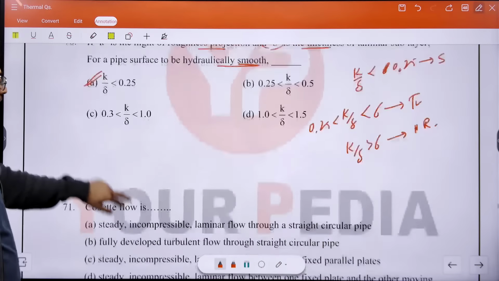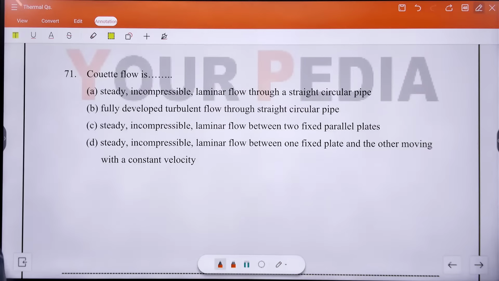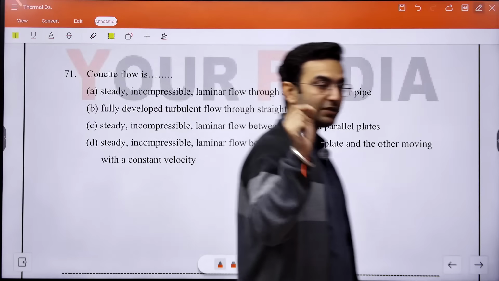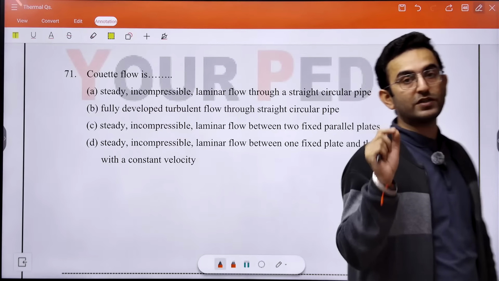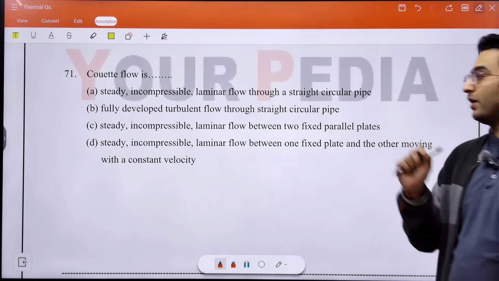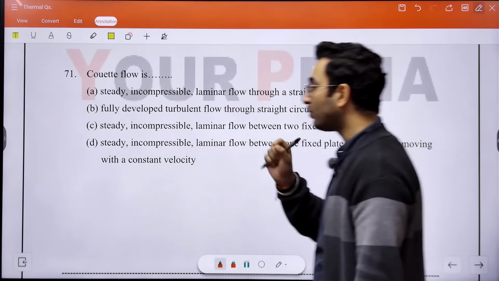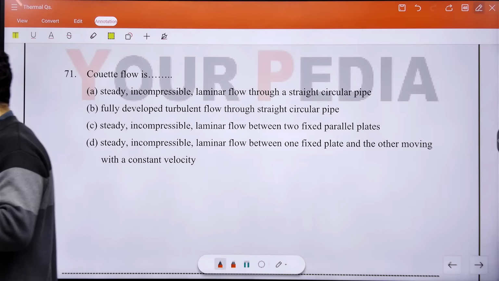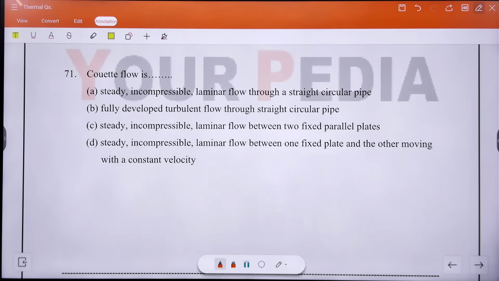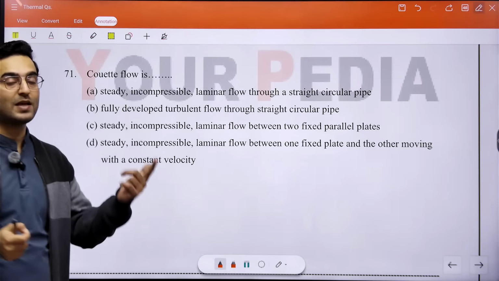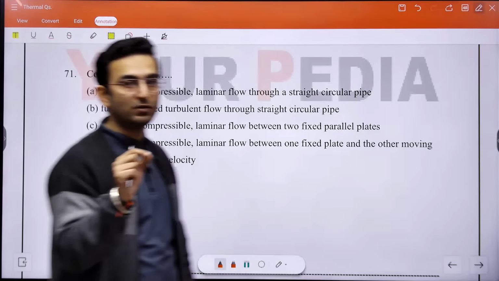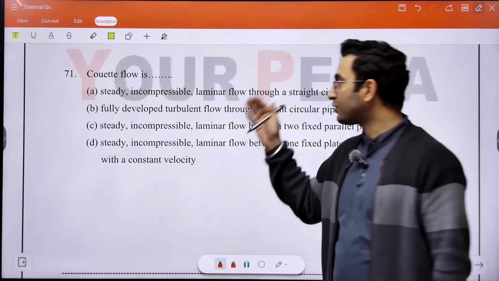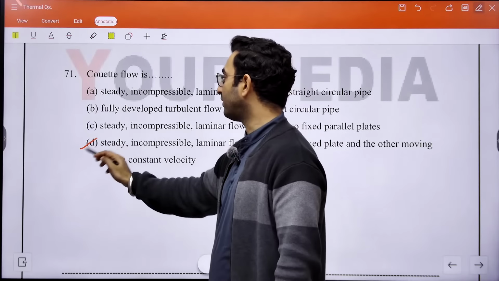Next part, what is Couette flow? Couette flow is a flow, remember that, which takes place between two surfaces here. One of the surfaces should move with a constant velocity here. That is a required condition. What are the practical examples of Couette flow? That is the bearings. The bearings which we use in industries here are examples of Couette flow here. So option D is the correct answer there.